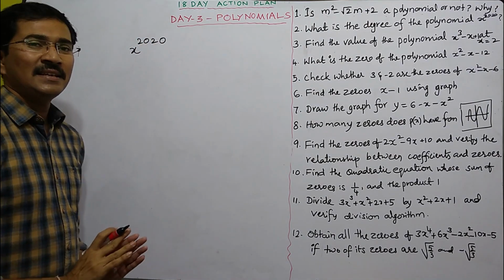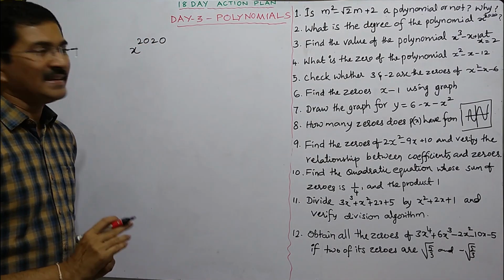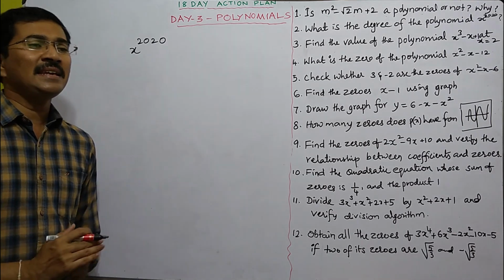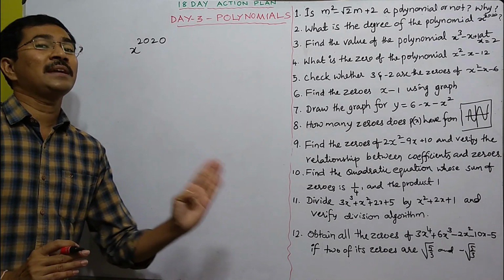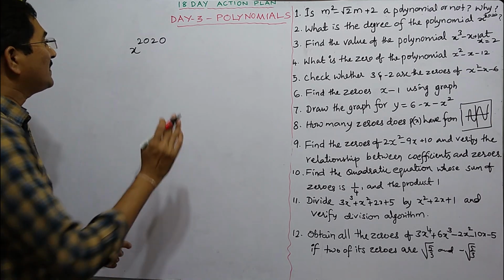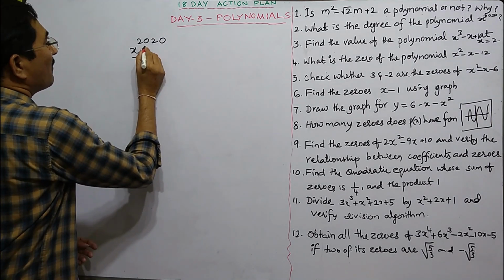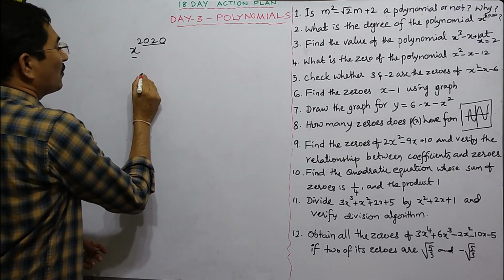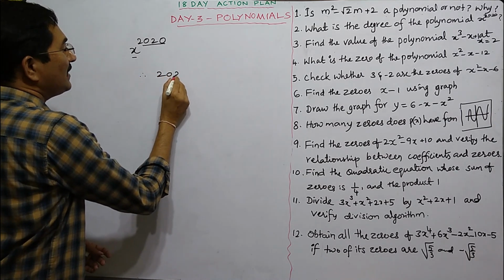Now let us see what is a degree. A degree is the power of the variable. So where is the variable here? It is x. Its power is 20. Therefore, its degree is 20.